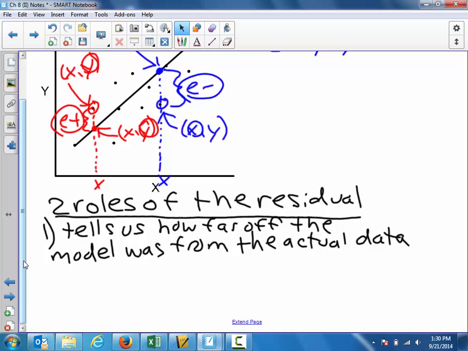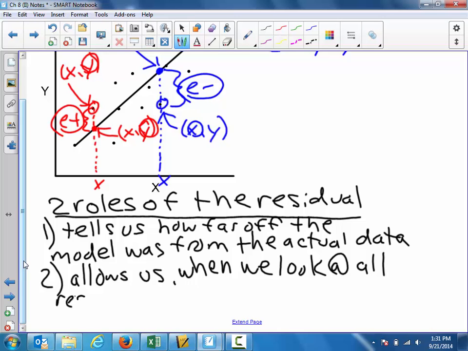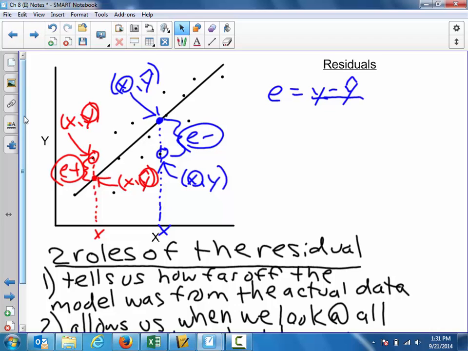Okay, so that's the first thing. It lets us know for particular data points how far off or how good a job the regression line actually did. The second thing here is that when we look at all the residuals, it allows us to know about linearity. Okay, why do I say that?